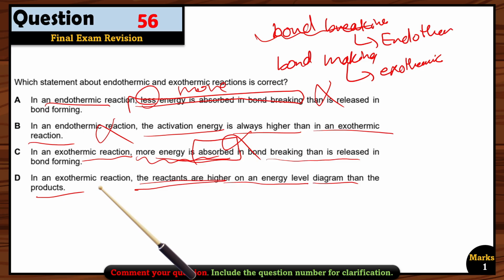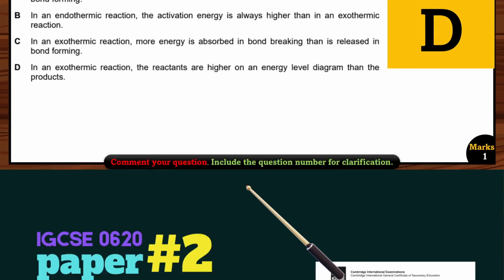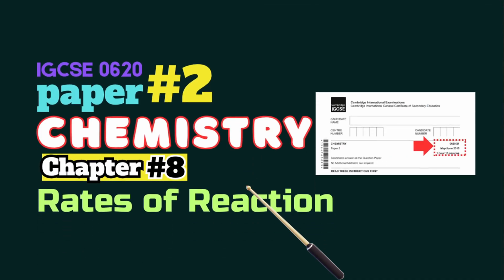That's why they are giving the heat, right? So the reactants are higher on their energy level diagram than the products. So option D is the right option. So these were some of the questions that were related to chapter 7.